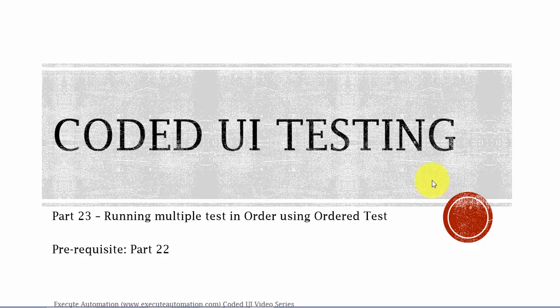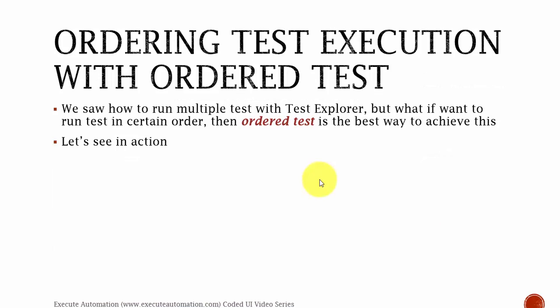And in this part, we're going to start working with running multiple tests in order using ordered test of coded UI testing. So before watching this part, I would request you to watch part 22, since this part is going to be a continuation of that part. So, ordering a test execution with an ordered test.